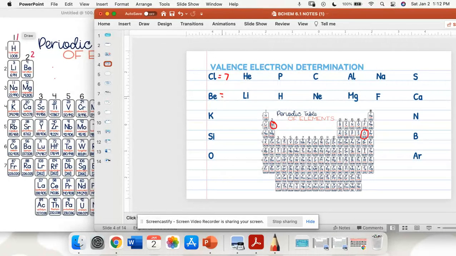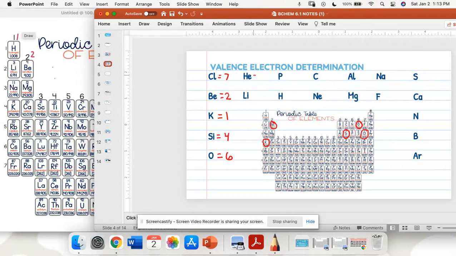Beryllium has 2 valence electrons, so 2 electrons on the outermost ring. K, which is potassium, is right here, has 1 valence electron. Si, which is silicon, is right here, has 4. And then oxygen, which I'll do 2 more after this one, is right here, and it has 6 valence electrons.